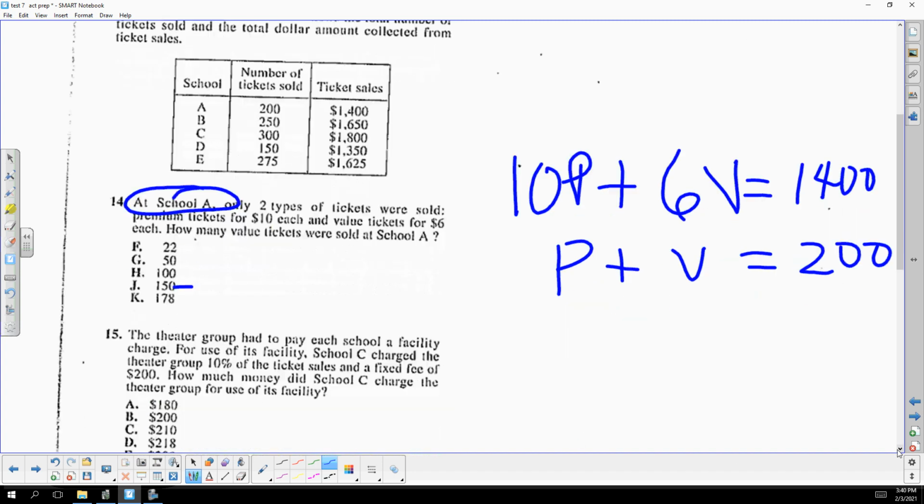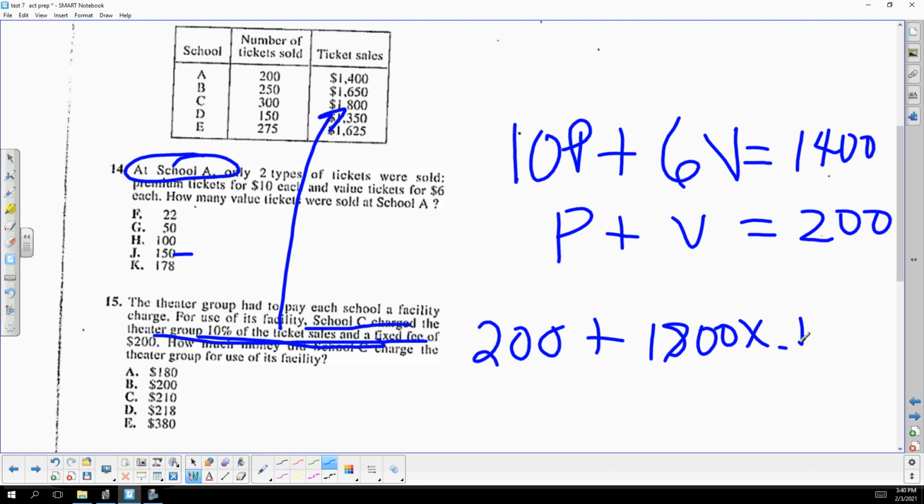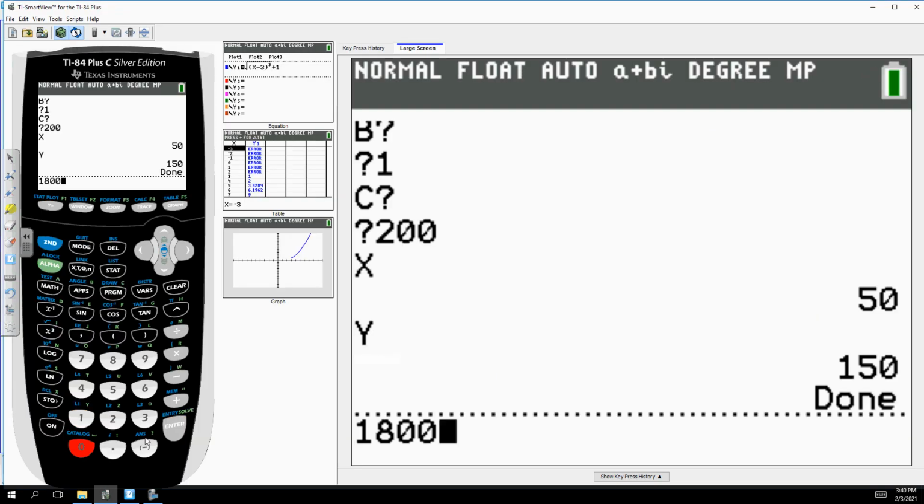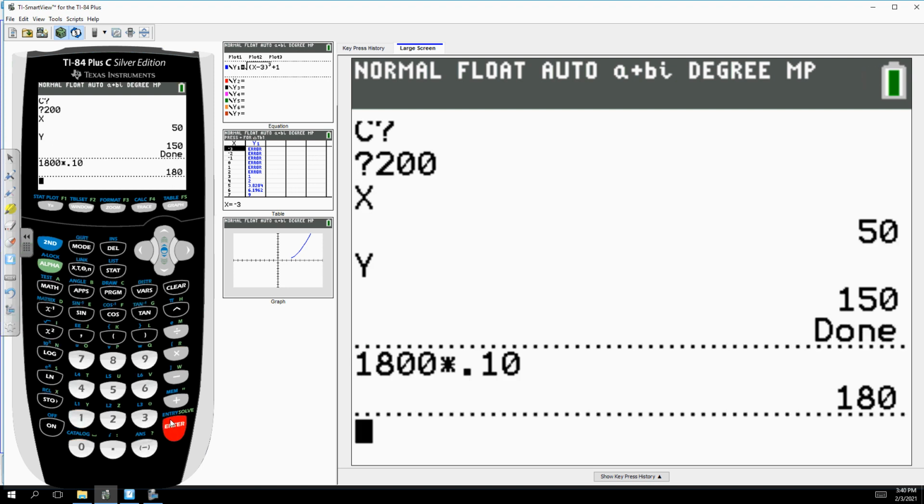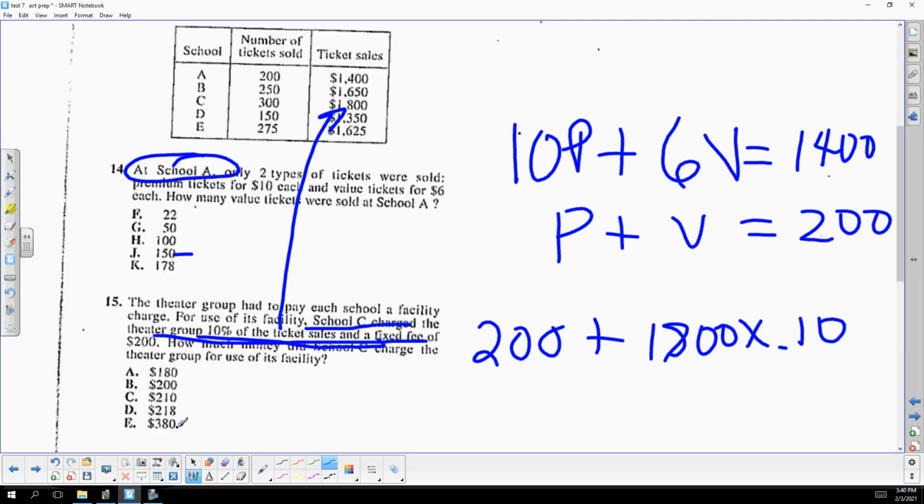The theater group had to pay a facility fee. School C charged 10% of the sales and that old fixed fee. So it's $1,200 plus 10% of the sales, which were $1,800. So it's 1,800 times 10%, and then you add 200. So 1,800 times 0.1, or 10 over 100, or 0.10, plus 200, and that's the fee for doing it: $380, choice E.